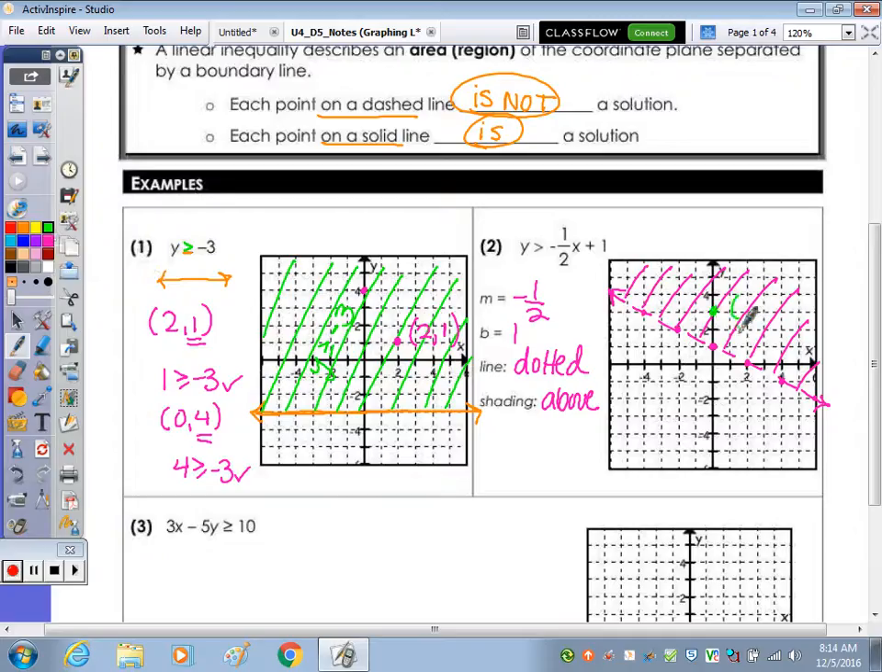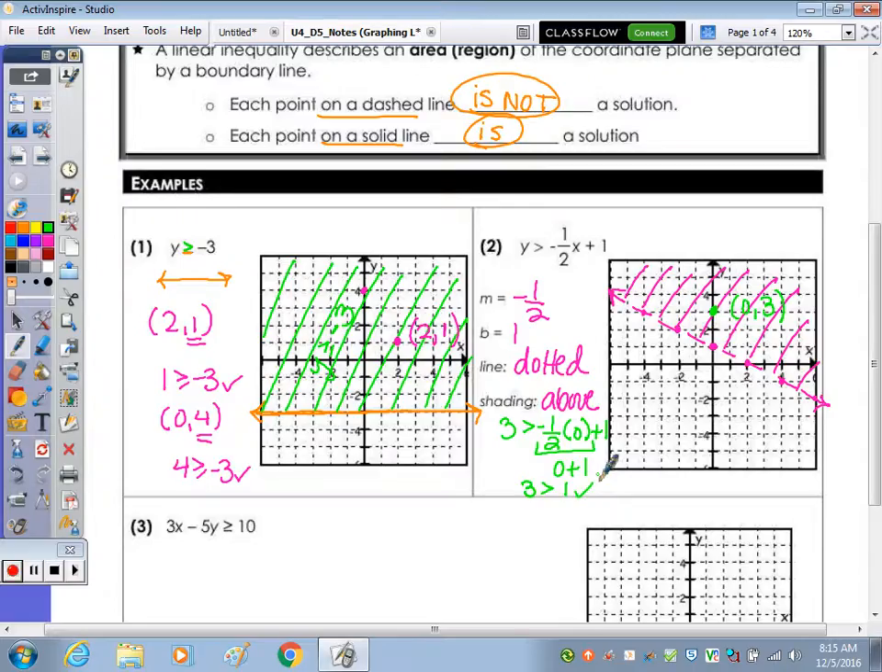So I'm going to test the point 0, 3. If I'm testing 0, 3, I'm going to plug in 3 for y. Is 3 greater than negative 1/2 times x, which is 0, plus 1? Well, negative 1/2 times 0 is 0, and 0 plus 1 is 1. 3 is greater than 1, check.